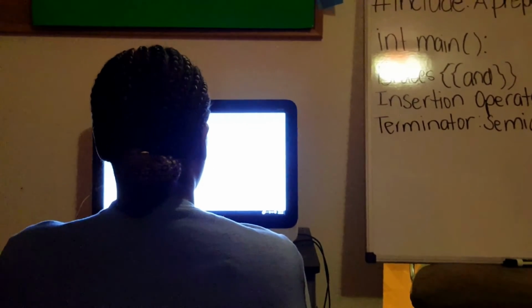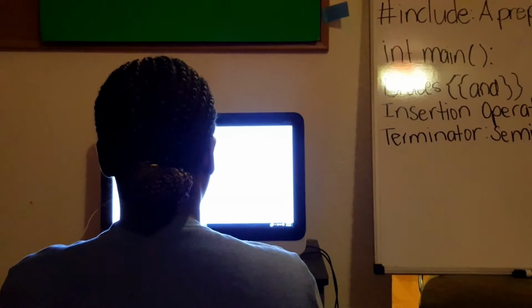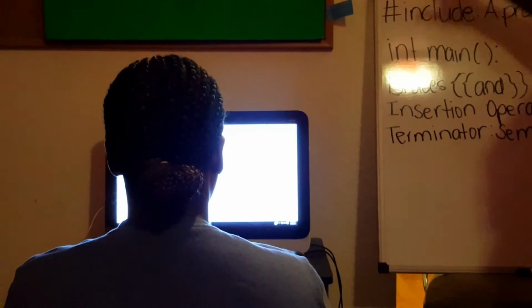The quotes tell the compiler that you want to output the literal strings as is. So when all of these symbols come together, we'll be able to run the program.